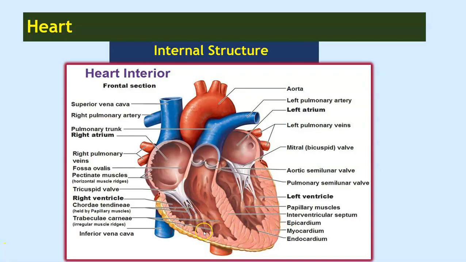Now students, the right ventricle opens into the pulmonary trunk and the left ventricle opens into the aorta. These openings are guarded by 3 semilunar valves each. These valves prevent the backflow of the blood into the ventricle. So this is the internal structure of our heart.